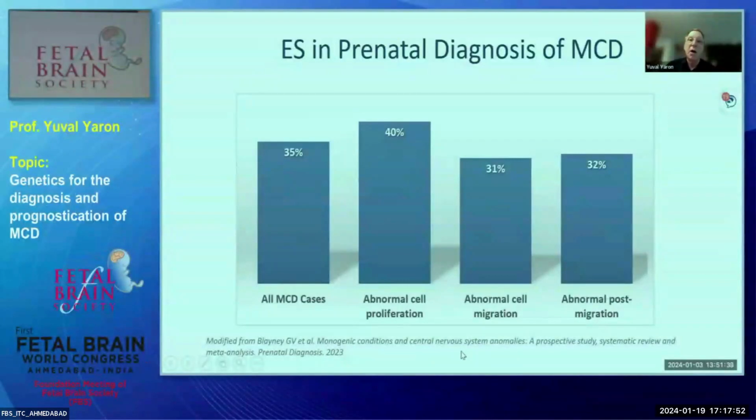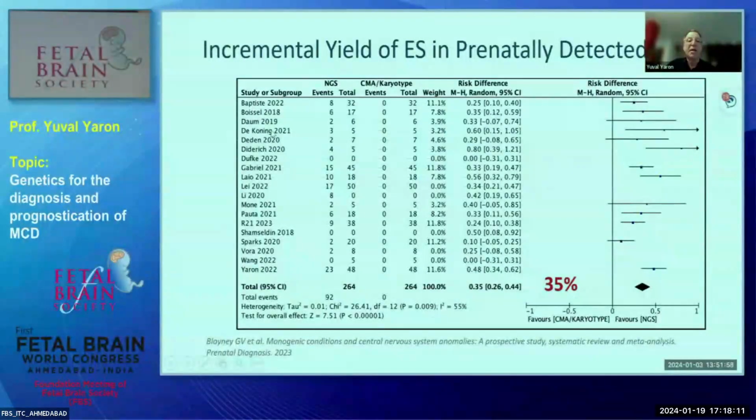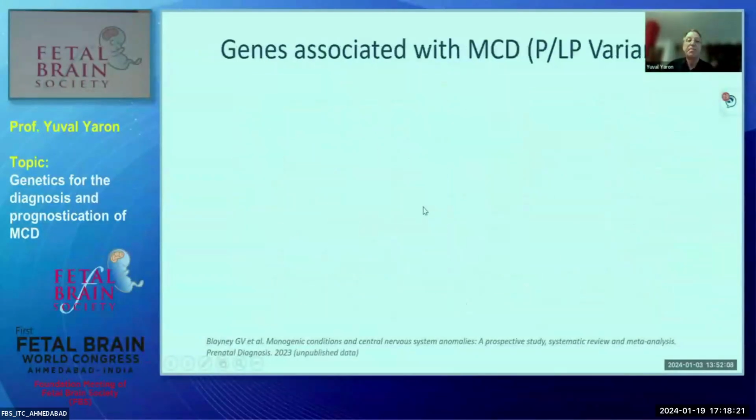And one of our conclusions was to skip chromosomal microarray and go straight to exome sequencing, because exome sequencing would also detect the copy number variants, but it will give you a high likelihood of making a rapid diagnosis. And this just sums up the different studies showing the detection rate of exome sequencing in prenatally detected malformation of cortical development, again showing a significant yield.